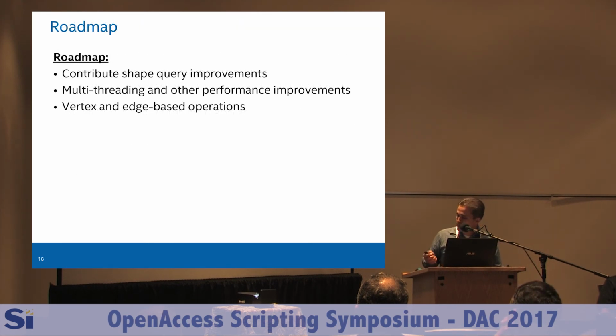Okay, as far as the roadmap, as I mentioned a few minutes ago, we still need to contribute those shape query improvements. Everything's ready to go, we just need to actually do it, and that involves a little bit of cleanup of the code. As far as multi-threading, we know this is something we can probably do in the future, but we don't have any pressing need from the user community right now or anybody willing to step up to do it. So again, it's a matter of time and just doing it. And then I mentioned the vertex and edge-based operations.